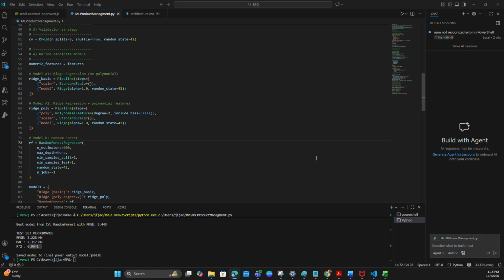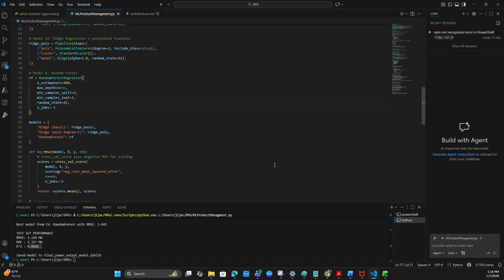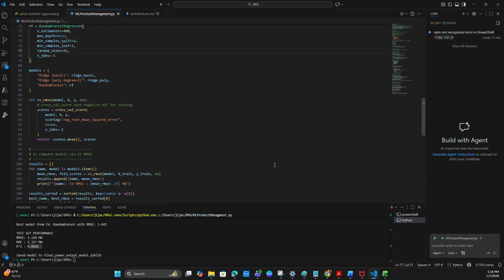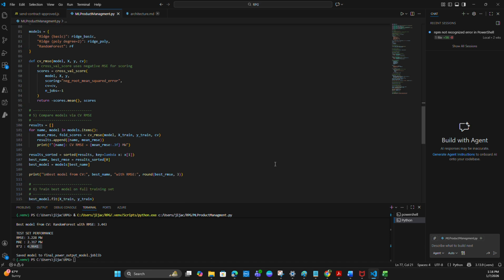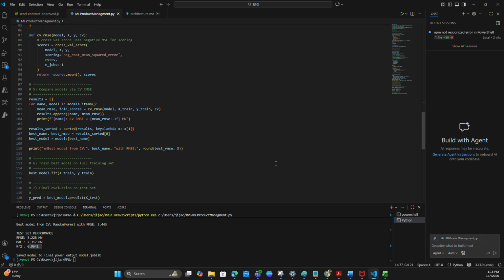So I split the dataset into 80% training data and 20% test data. The test data was held out and used only once at the end for our final evaluation. On the training set, I used five-fold cross-validation to compare models. This ensures a fair and reliable comparison by reducing the risk of overfitting.